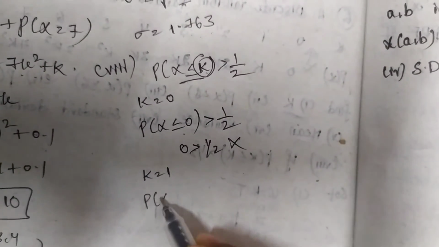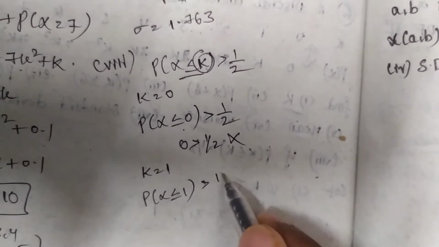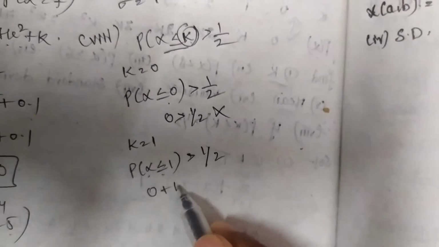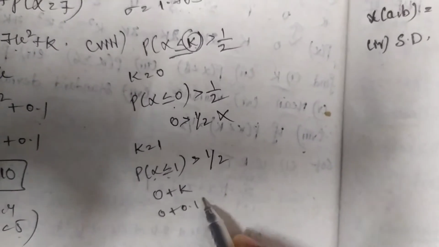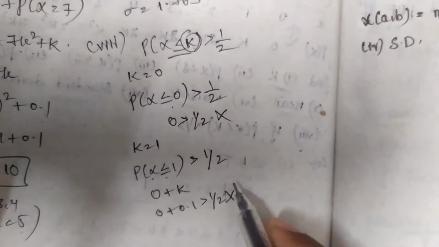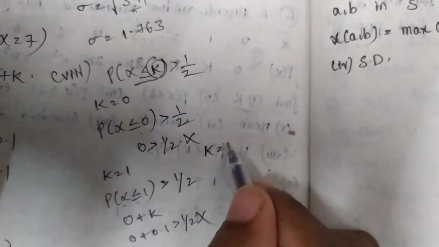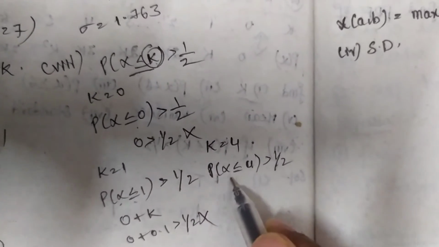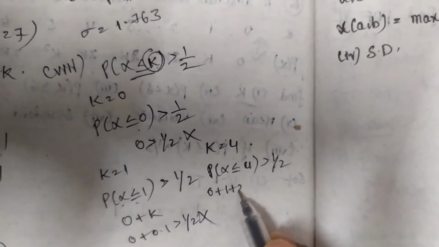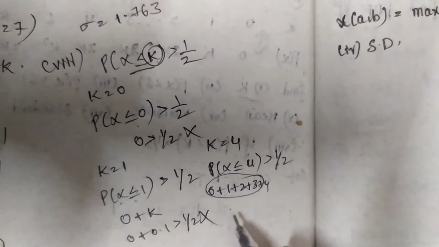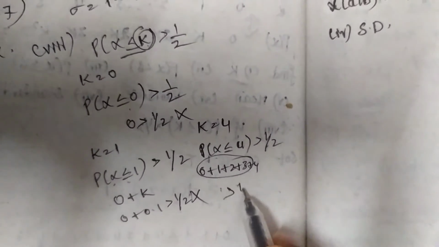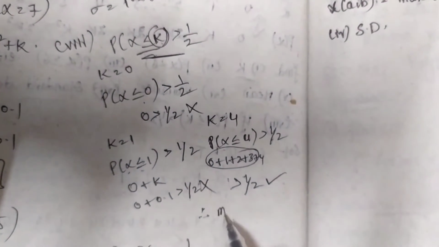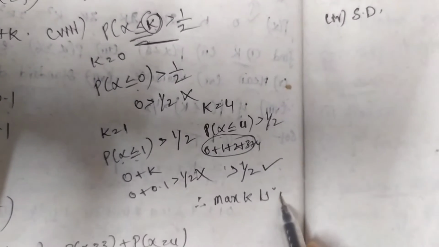Let's take k equals 1. Substituting, P(X ≤ 1) greater than 1/2. Here X ≤ 1 means 0 plus k, and the value is 0.1, which is greater than 1/2? That does not satisfy. If we take k equals 4, P(X ≤ 4) greater than 1/2, by adding 0 plus 1 plus 2 plus 3 plus 4 values here, we get greater than 1/2. That means it satisfies the given condition. Therefore, the maximum value of k is 4.